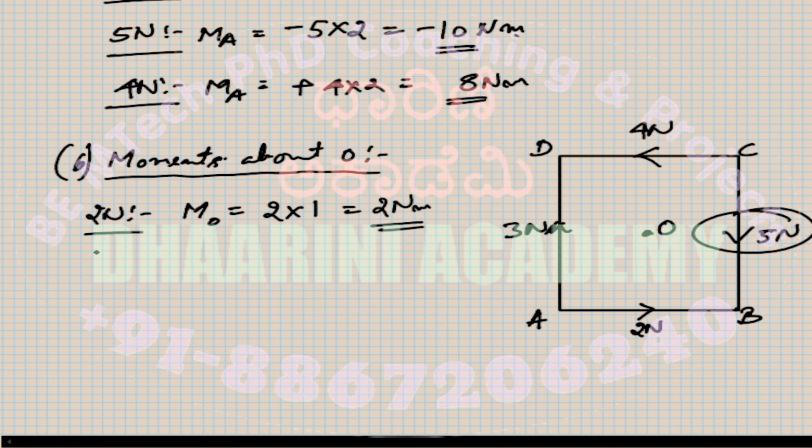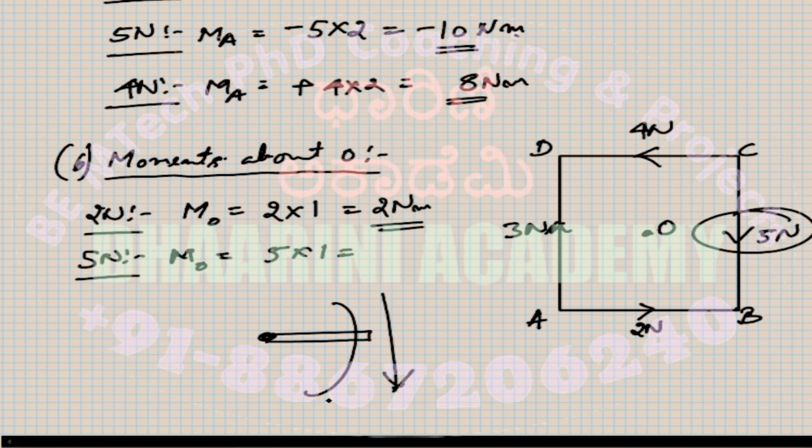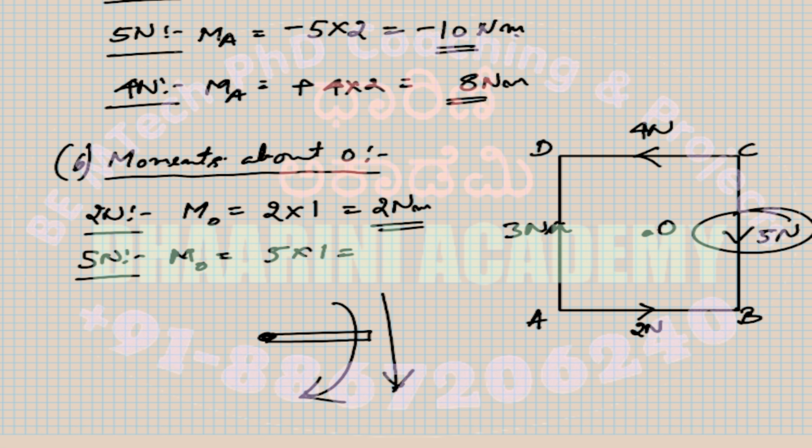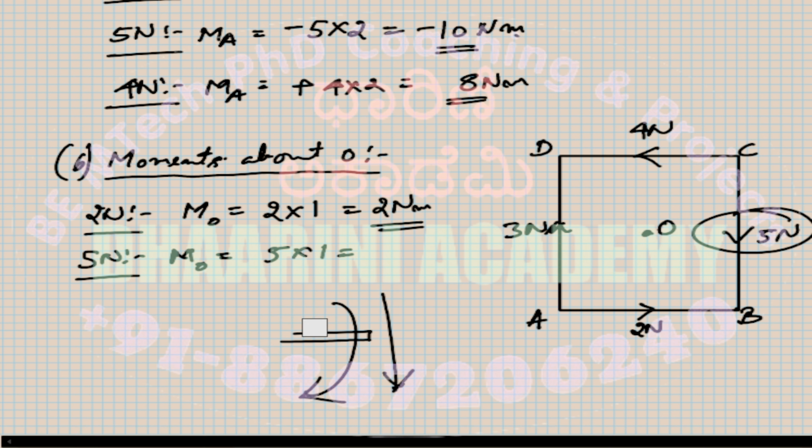Right, let's go for the 5 Newton case now. So moment about O is equal to, force is 5, distance is 1. I just have to identify the direction. So now you see O is here. I'm holding the pen like this and I'm applying the 5 Newton force downwards. So this means it is going to rotate clockwise. As per our convention, clockwise rotation is negative. So this is minus 5 into 1, so minus 5 Newton meter.